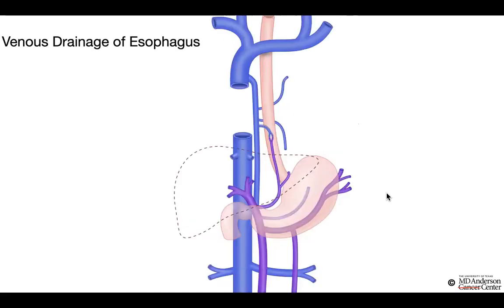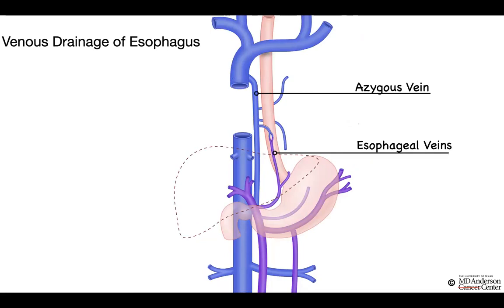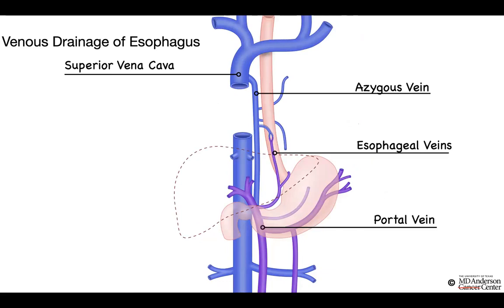Let us look at the venous drainage of the esophagus. The esophagus drains by way of esophageal veins, and they drain into the azygous vein to the superior vena cava. So that's one route. The lower end of the esophagus drains into the portal vein, goes to the liver, and from the liver to the inferior vena cava. Inferior vena cava and superior vena cava drain into the heart.